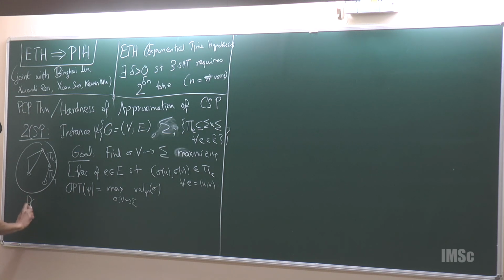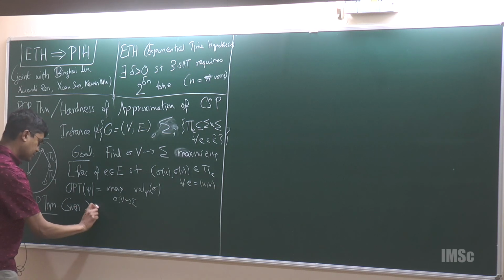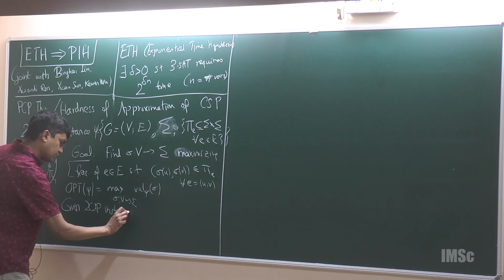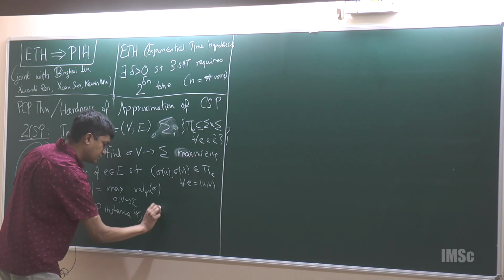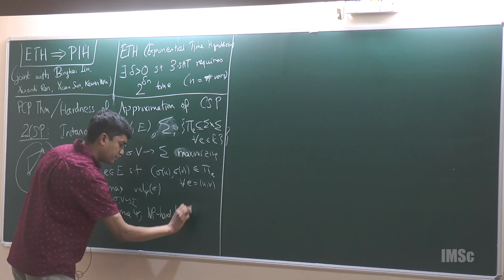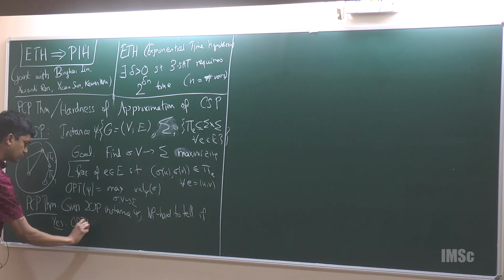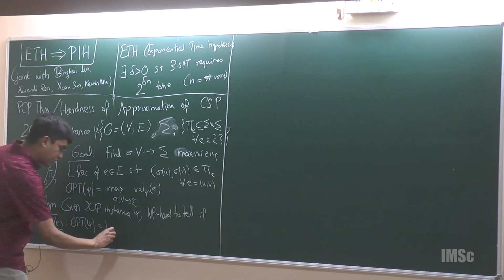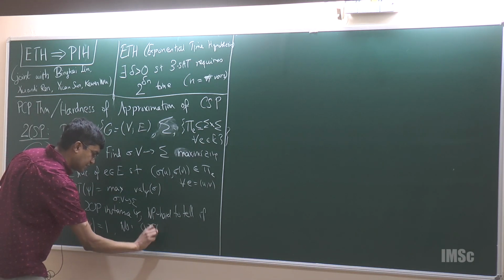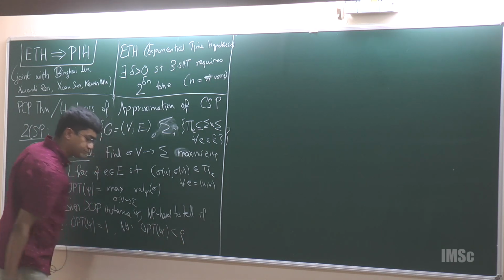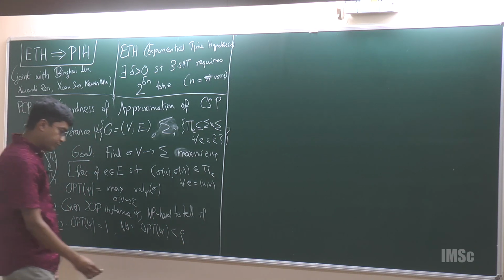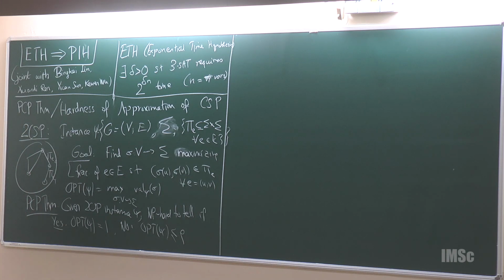And the PCP theorem says, given a 2-CSP instance psi, it's NP-hard to tell between the two cases: the yes case, opt of psi is 1, and the no case, opt of psi is less than or equal to rho. Well, yeah, I should have said, there exists some absolute constant rho less than 1 such that this is true. Okay, so I should have said that.